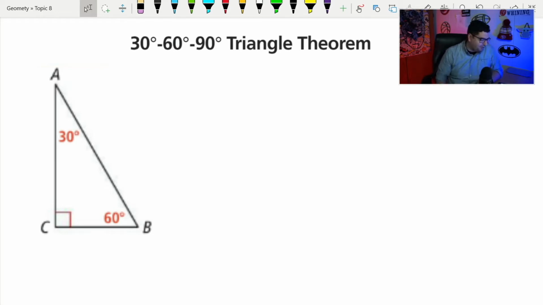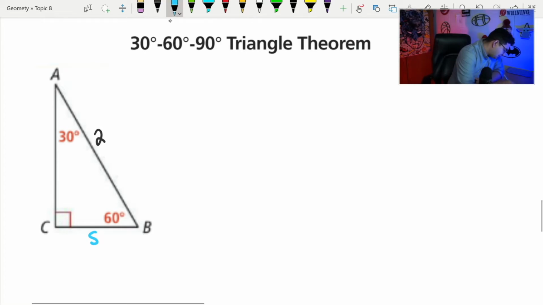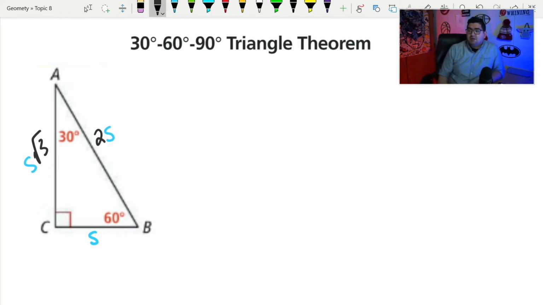The theorem for a 30, 60, 90 triangle states that if we know one of these sides, let's say side BC is length S, which is just some random number. It could be 4, 5, whatever. We're just going to put S. We know that the hypotenuse will be 2 times that amount, so 2S. And the longer leg, which is AC, would be S times the square root of 3. So as long as we know what one of these sides is, there's a way to pretty much find what the rest of the sides are.